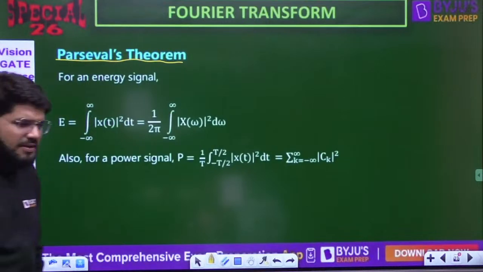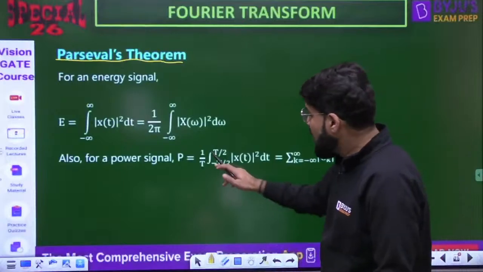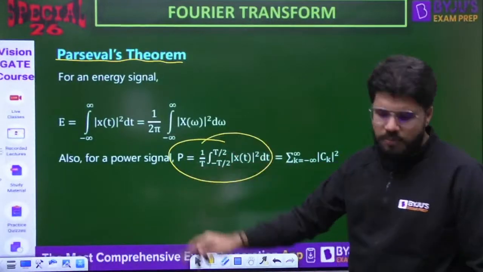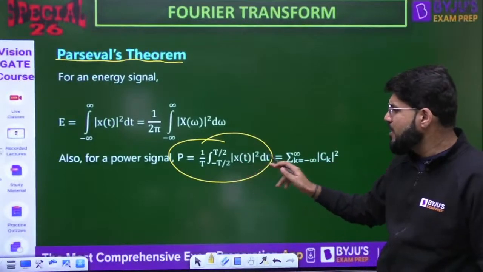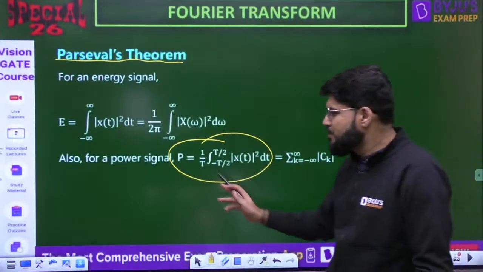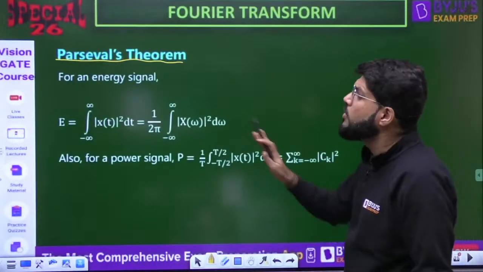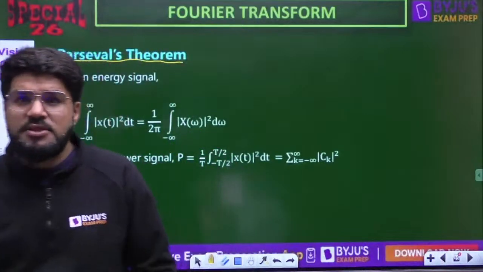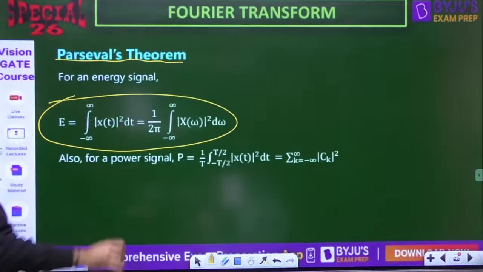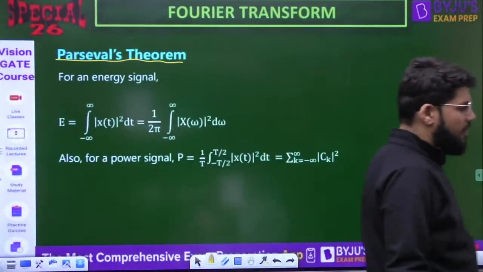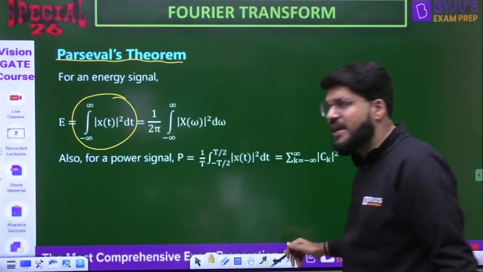And for power signals, if you want to talk about power signals, the power will be given by 1/time period. This is a time domain result. In time domain we calculate the power as 1/time period times the integral over one time period of mod x(t) square dt. That is the power for periodic signals, and it is given by the summation of mod c_k square, where c_k is the Fourier series coefficient. So for periodic signals we refer to the Fourier series to calculate the power. Now for aperiodic signals we can use Parseval's theorem to determine the power, to determine the energy, because again in time domain several integrations will be complicated to deal with.